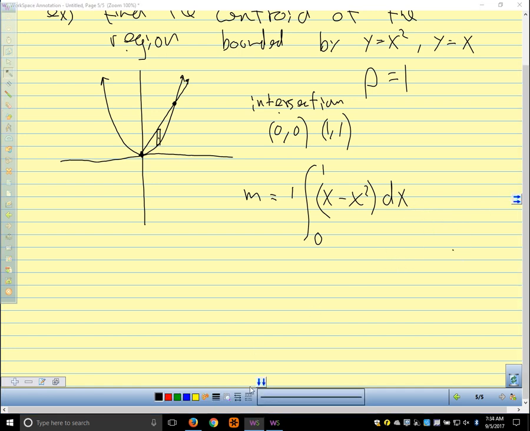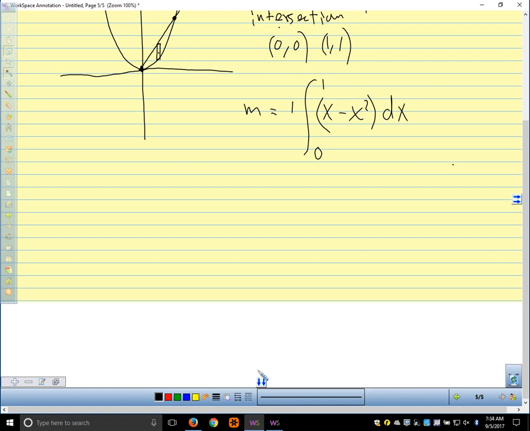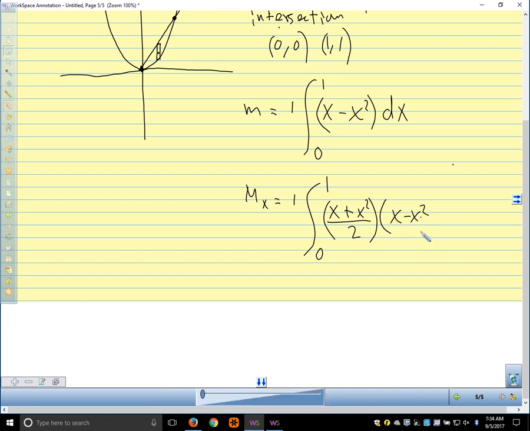So a nice easy integral to evaluate. Moment about the x-axis. It's going to be our density, integral from 0 to 1. y is our distance from the x-axis. That's where we have to find the center of those rectangles. So we have f of x plus g of x over 2, x plus x squared over 2. That's the location of the y coordinate of that little dot, times x minus x squared dx.